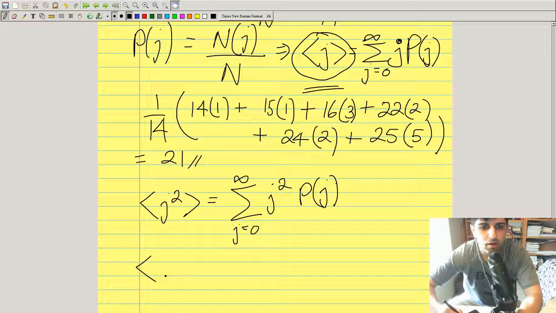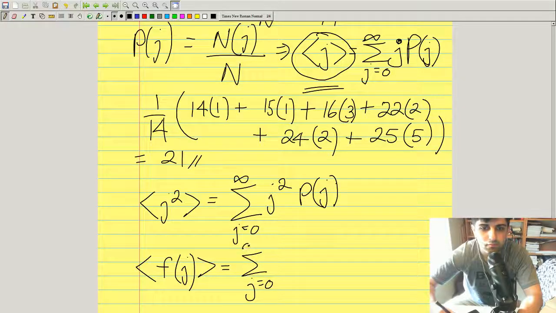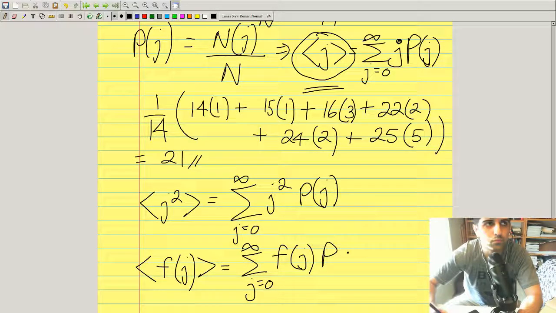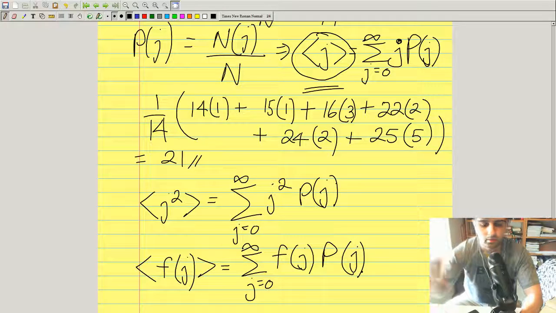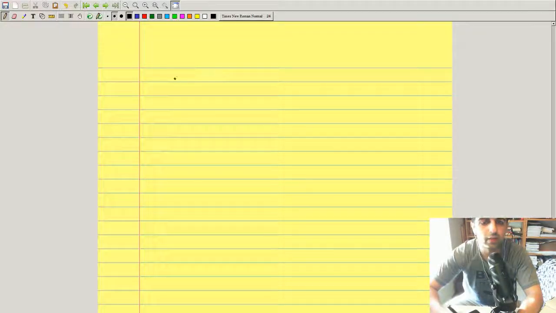Now, what if I played around and I just had some random function? It could be like j cubed, square root of j, whatever. Then what I would do is I would just put f of j, just to basically generalize. Okay, so in general, that would be the average of the function f of j.